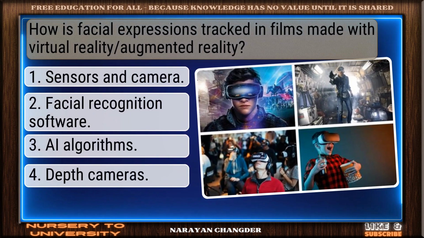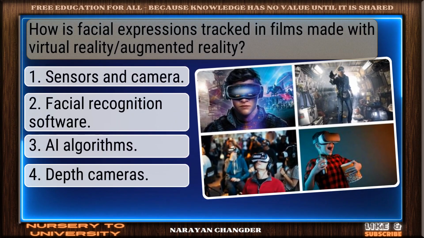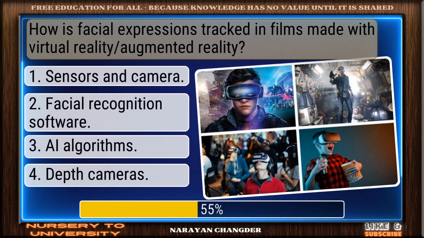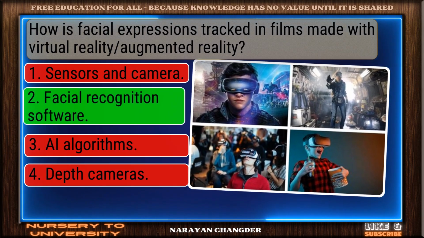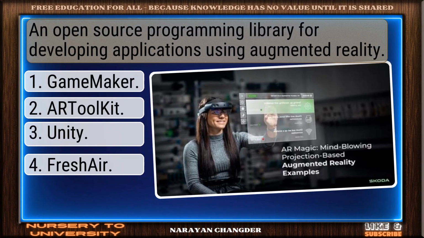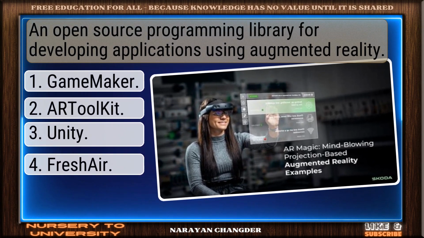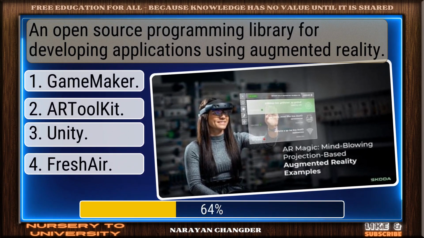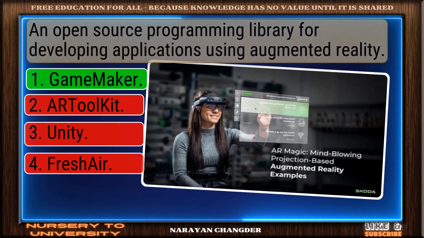Question number 7. How is facial expressions tracked in films made with virtual reality augmented reality? Well done. Facial recognition software is the right choice. Question number 8. An open-source programming library for developing applications using augmented reality. On track. GameMaker is the correct answer.